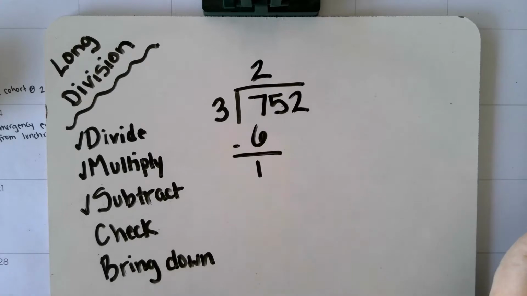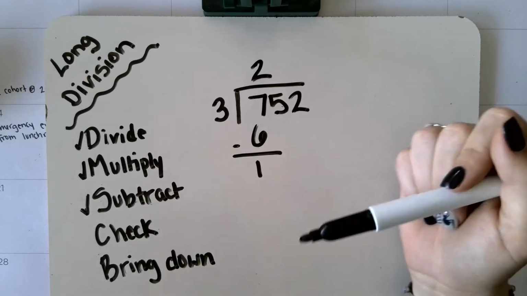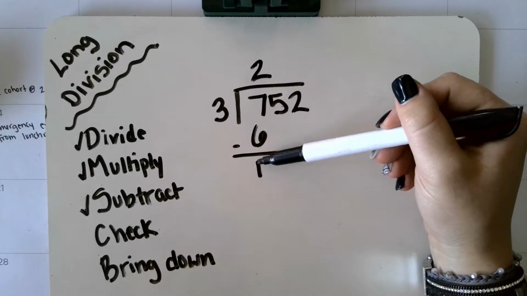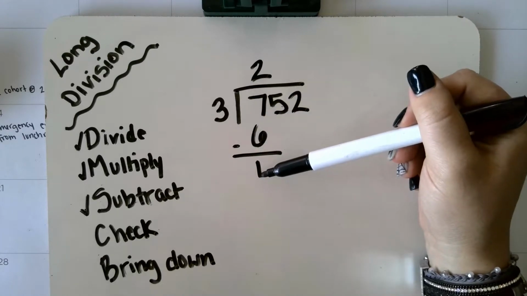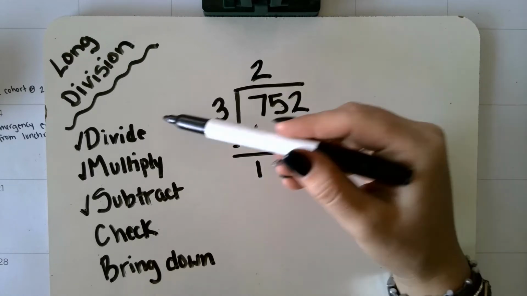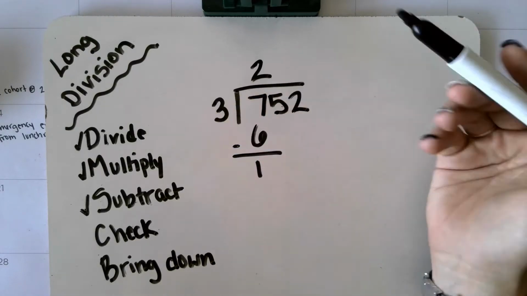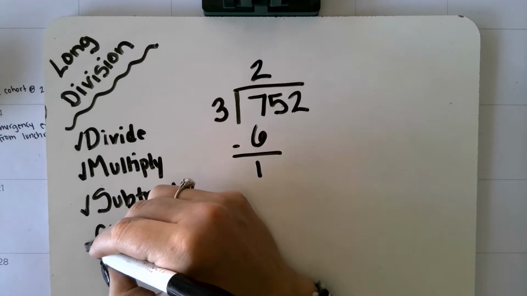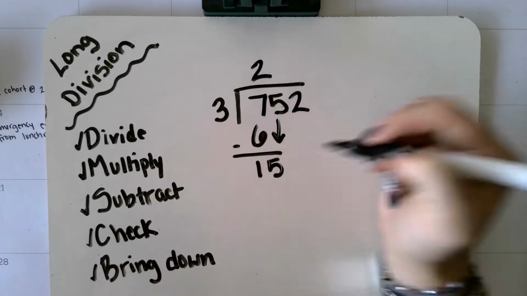Now the check step, that's something that we've added in. It's not in other things, but we do it this year. So we check to see if the answer to our subtraction is bigger than the divisor. If the answer to our subtraction problem is bigger than the divisor, then they made a mistake in the divide step. So 1 is not bigger than 3, so our check is good. And we can bring down the next digit, which is a 5.